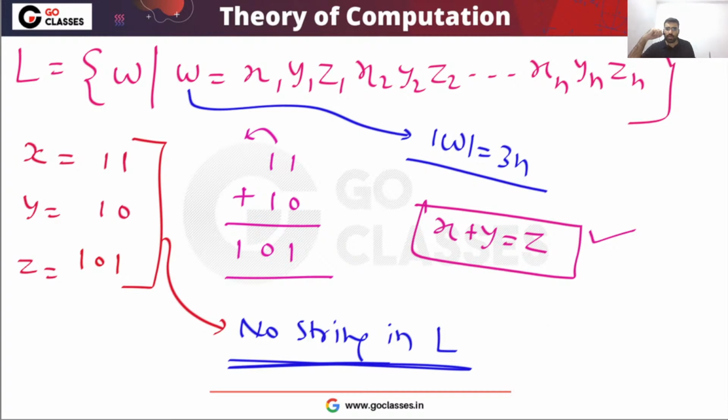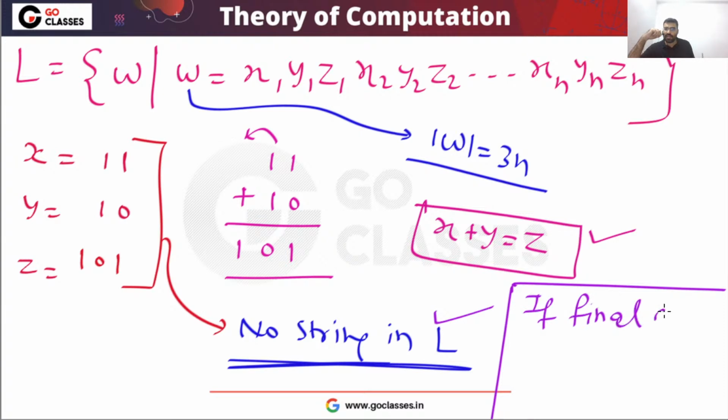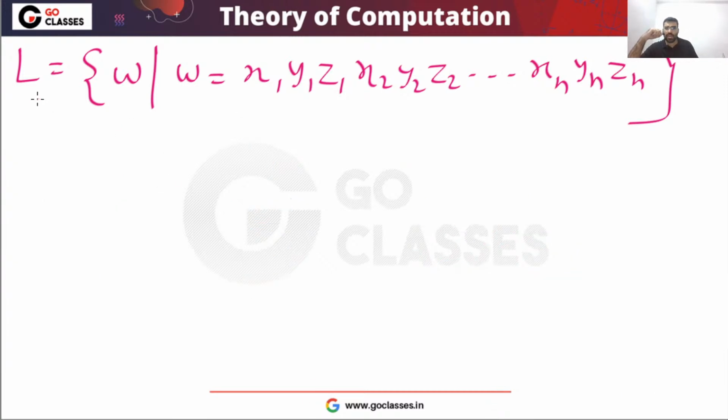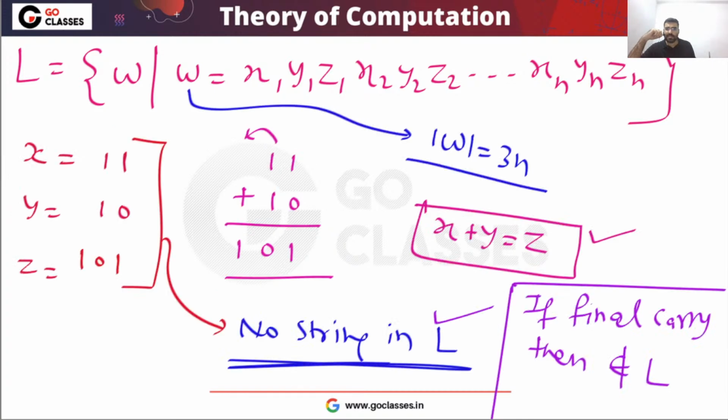So what is happening here? Why is there no string in L? Tell me why. If there is an out carry, a final carry, then it does not belong to language L. Yes or no? It will not belong to language L. Means final carry must be 0. If you want it to belong to L, then the final carry must be 0.